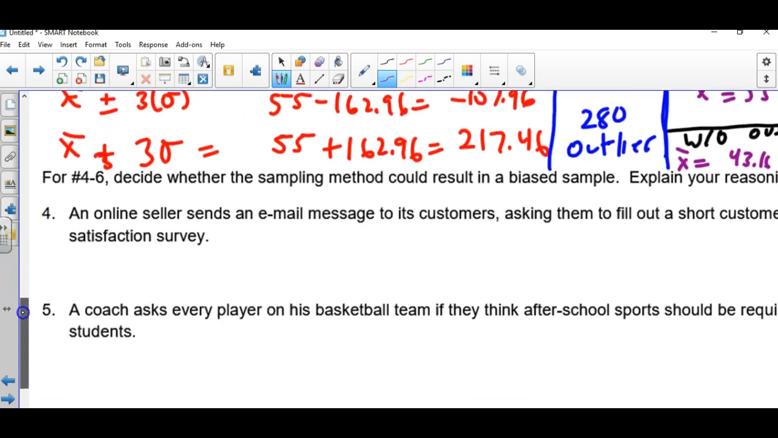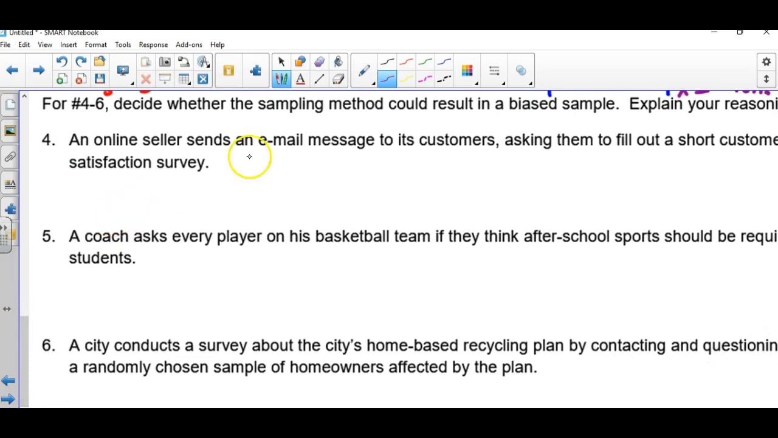All right. Now, number 4. An online seller sends an email message to his customers asking them to fill out the short customer service satisfaction survey. And the question is, is it biased? And explain your reasoning.